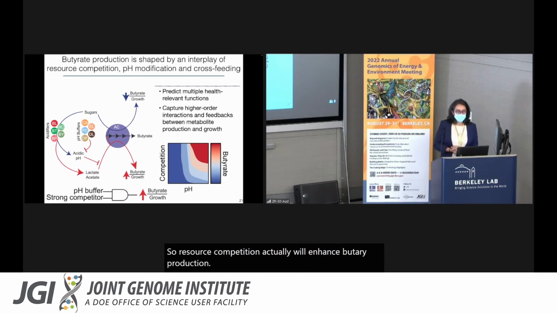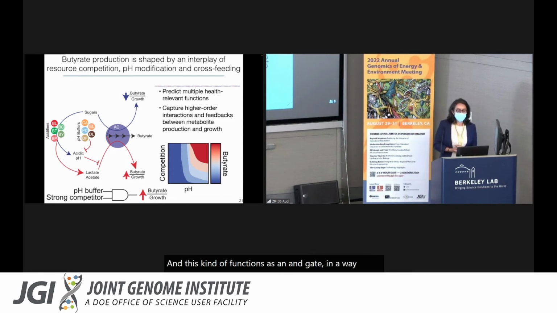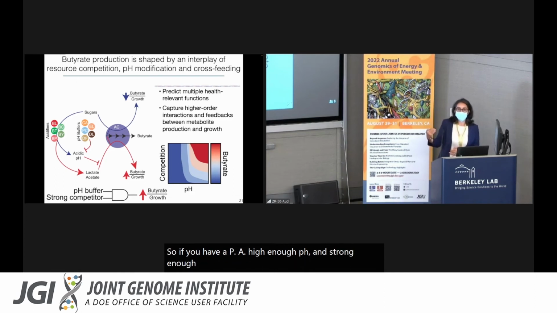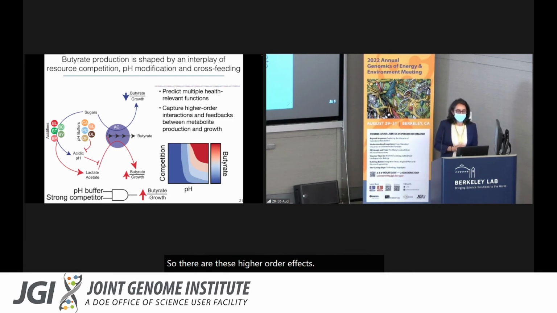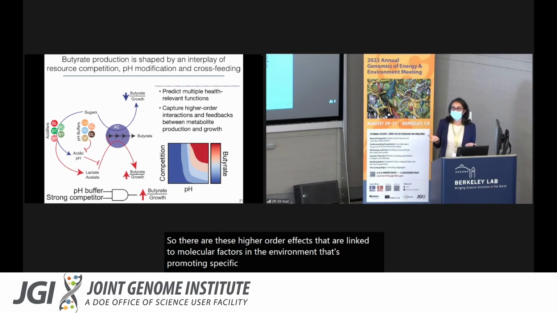And this functions as an AND gate in a way. So if you have a high enough pH and strong enough competitors, then we get really high butyrate production. So there are these higher order effects that are linked to molecular factors in the environment that are promoting specific types of metabolisms that we can exploit.